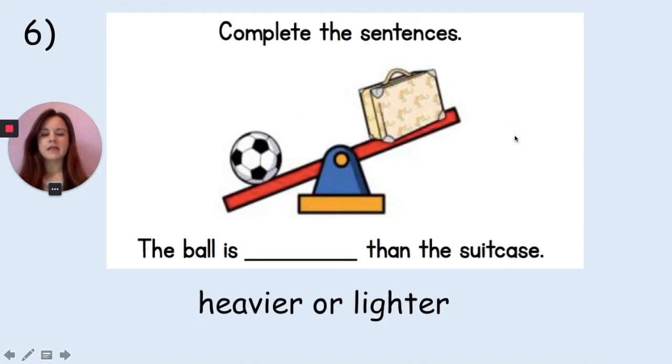Question number 6. Complete the sentences. The ball is heavier or lighter than the suitcase. Is the ball heavier or lighter than the suitcase? Complete the sentence with the word heavier or lighter. Pause the video to do this question.